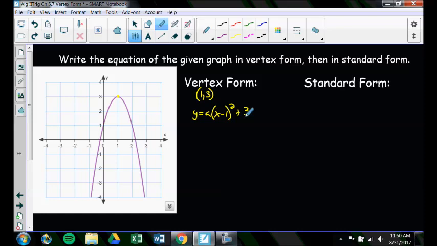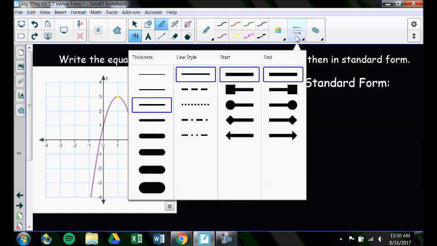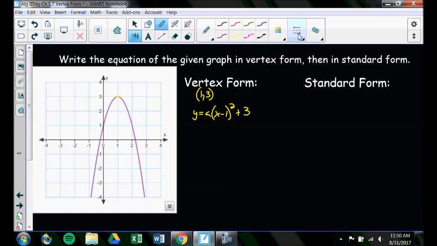Now, I just have to find the a value. And it turns out finding the a value is really simple if you know this trick. From here, 1 step to the right, 2 steps down, the a value is -2. Just check what your first step is from the vertex. It only works from the vertex. Check your first step and go from there.